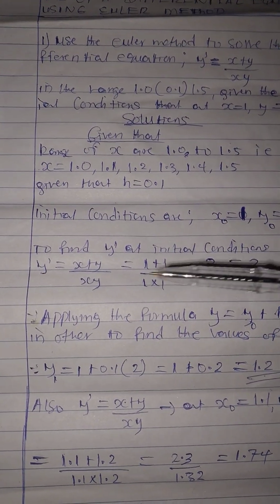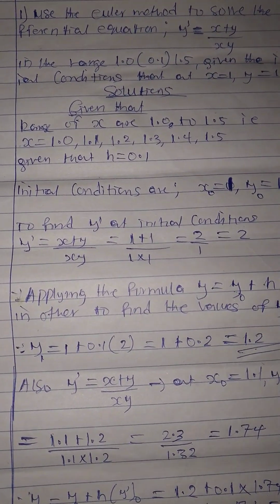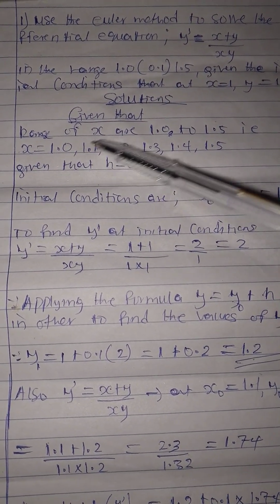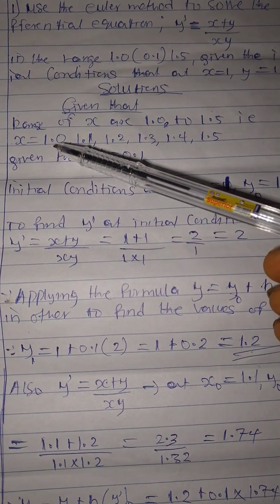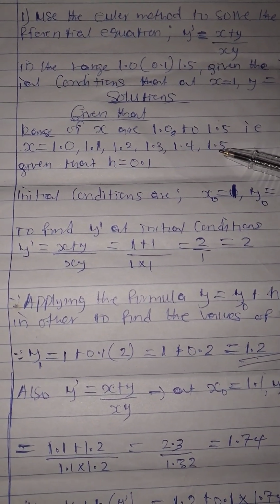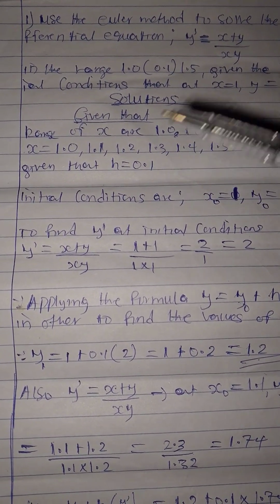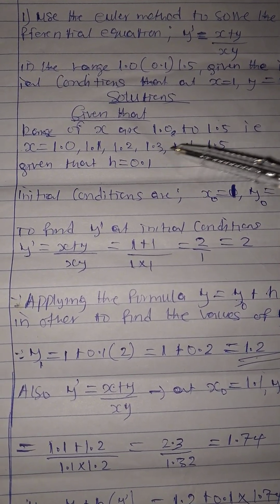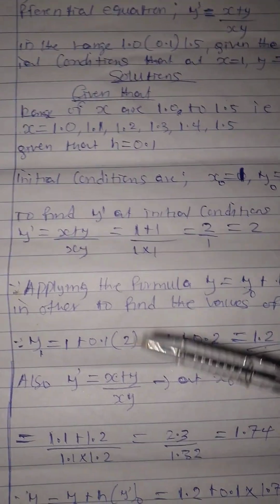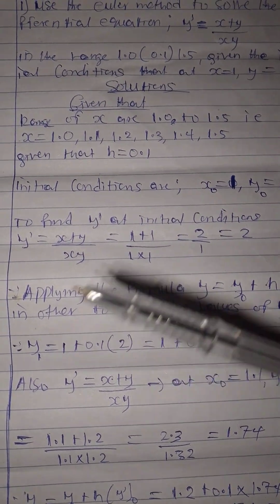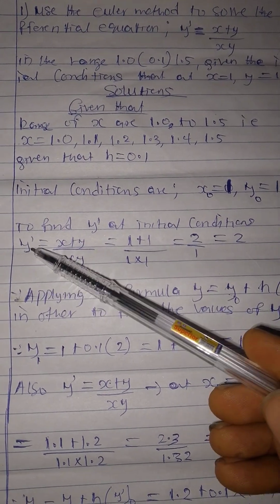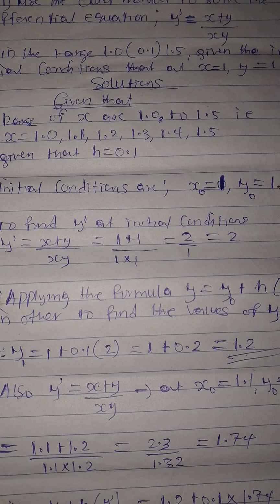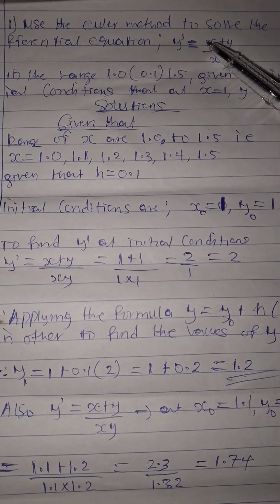Okay, so therefore to find y1, first if you check in these x ranges, how many numbers are here? This is 1, 2, 3, 4, 5, 6. So therefore we have to find 6 y: y1, y2, y3, y4, y5, and then y6. So for us to find y1, we have to find y prime at initial conditions, which is x naught is 1 and y naught is 1.